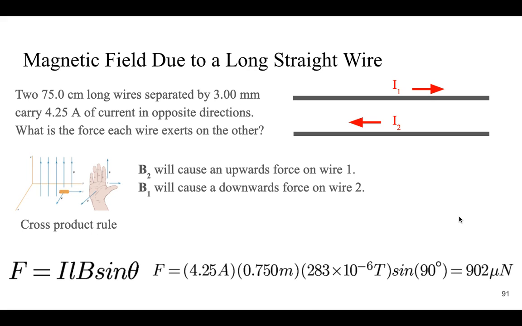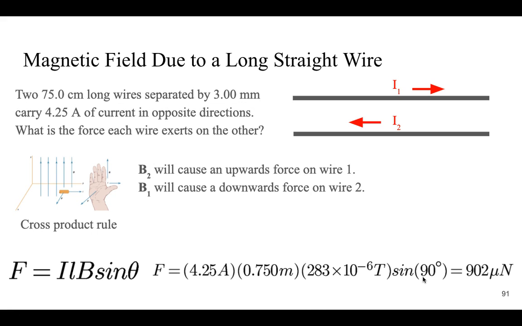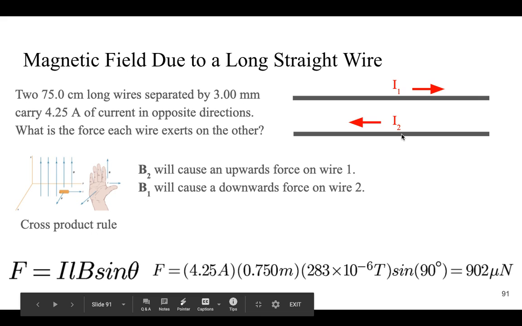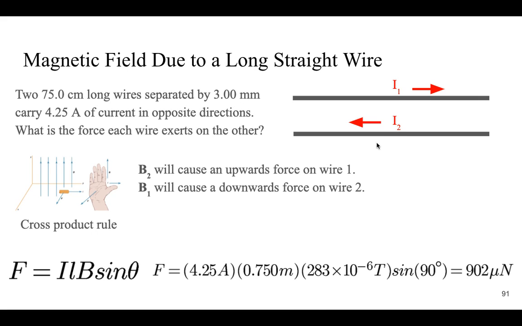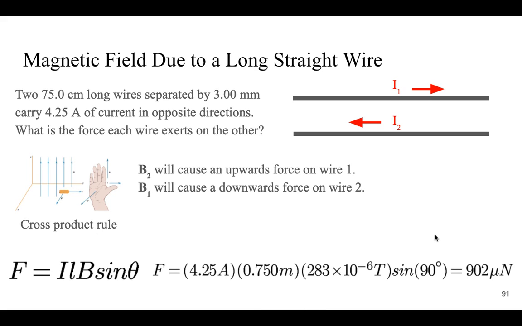And then to figure out the magnitude, just grab the right formula and plug and chug. The angle we have here is 90 degrees. So again, the angle in this case is the angle between the magnetic field, which in both cases is into the page, and the length of the wire and the current. And those directions are side to side, so it will be 90 degrees. So you get a very small force, 902 micronewtons. So 902 times 10 to the minus 6 newtons.